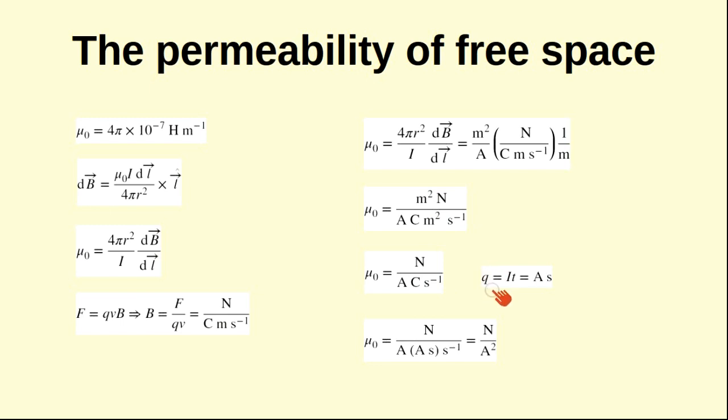Of course, as we've done before, charge is IT, which is measured in amp second. Then you put that into that part there, and you end up with mu naught as newton over amp squared, because the per seconds cancel out.